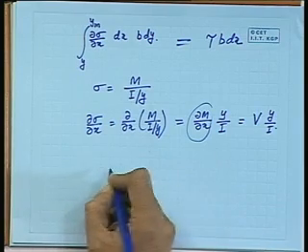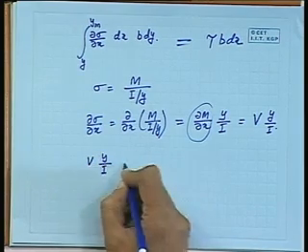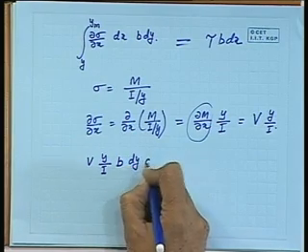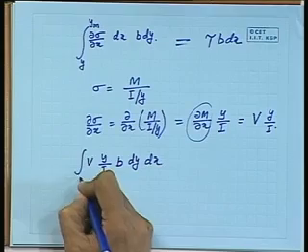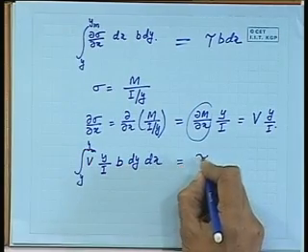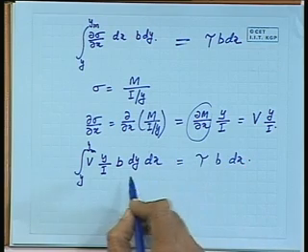So if we substitute this value here, then what do we get? We get V y by I, b dy dx here, integration from y to y max, and this is tau b into dx.